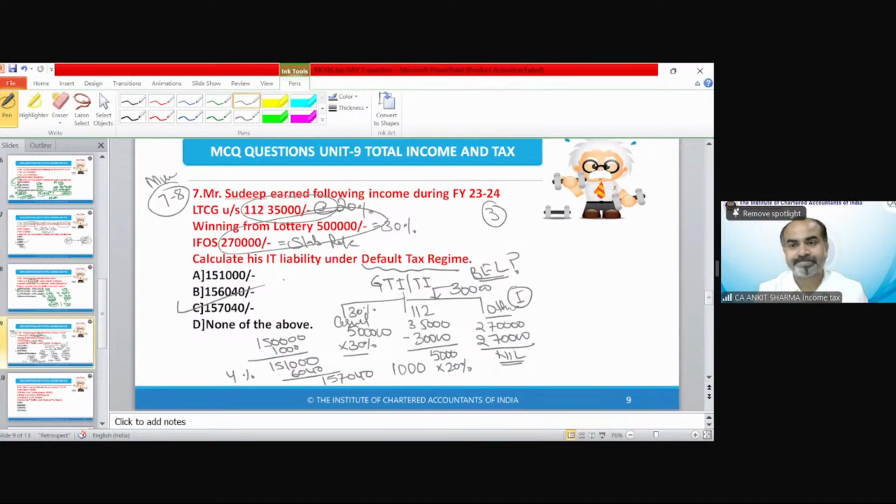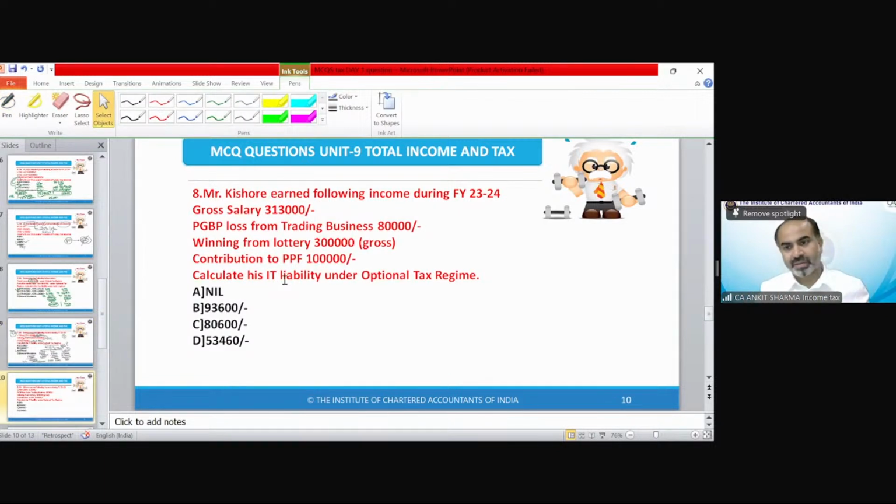Understood? Bhumika, what are you writing? Tax 51 lakh plus 4%. It should be 1,51,000. You have written it as 51 lakh, 5,10,000. Sorry. Okay. Next, question number 8.